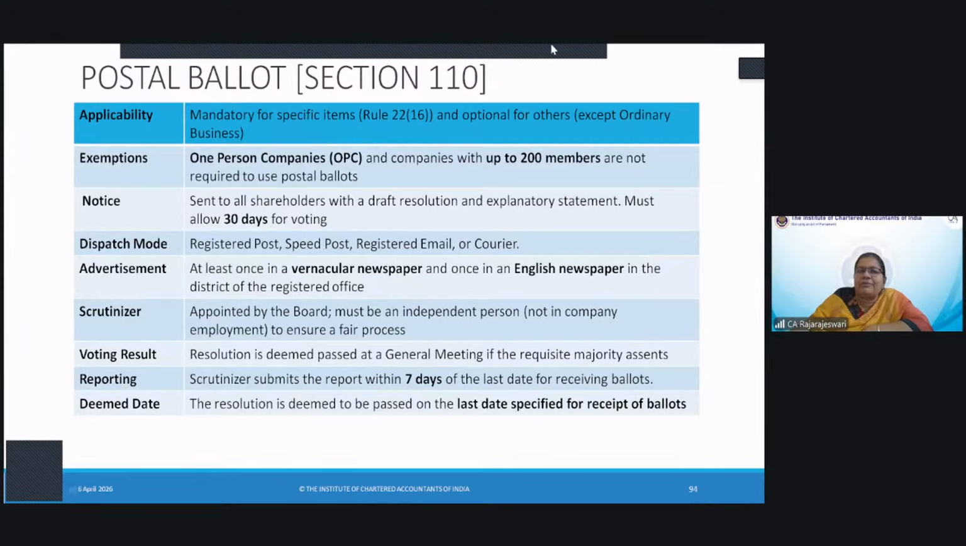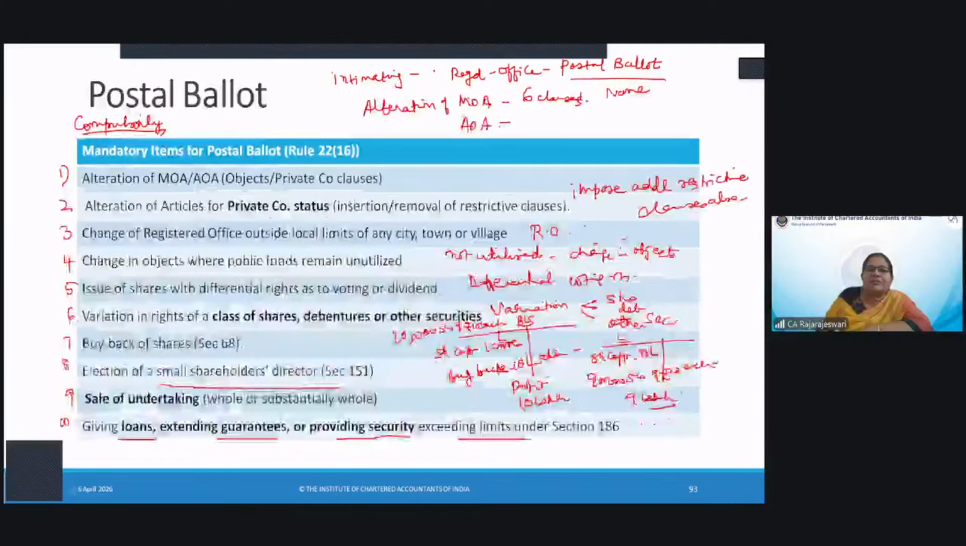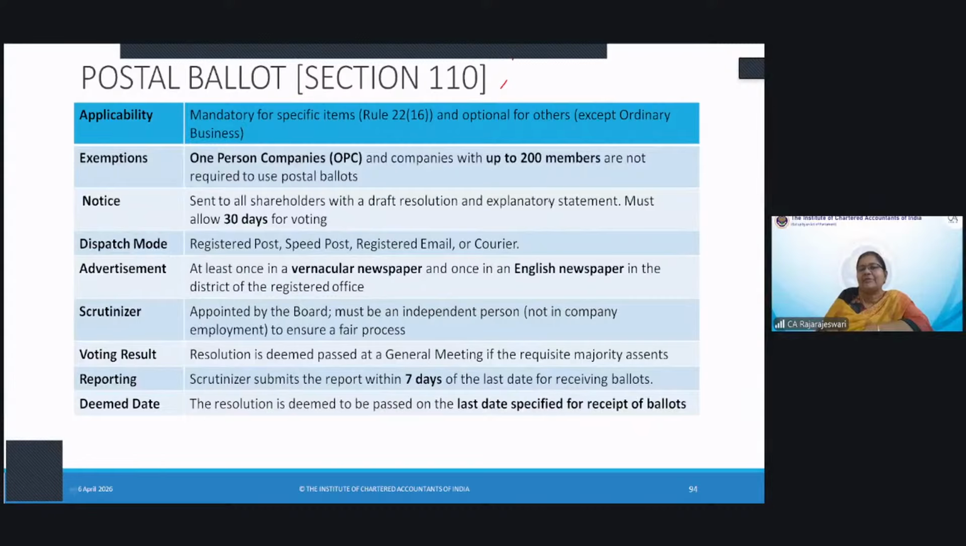So first, postal ballot: let us know what are all the resolutions for which postal ballot is compulsory. For whom it is applicable, what are all the provisions? So the provisions we will see. It is mandatory for specific items, optional for others. See, these are mandatory items. The other things are optional. You can exercise it by postal ballot or you need not exercise it.